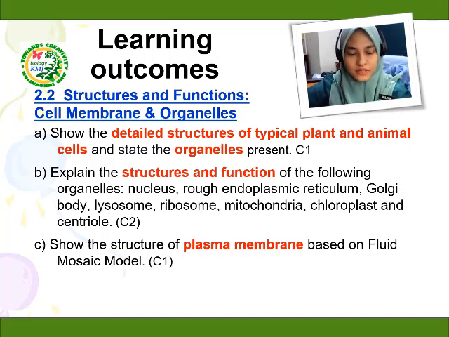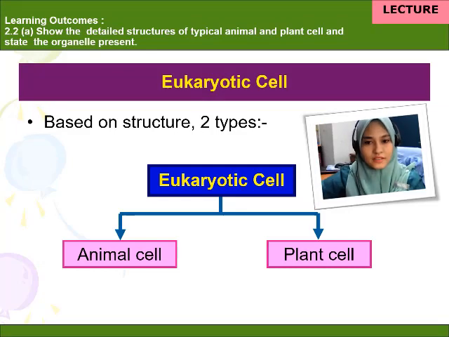The first one: I will show you the detailed structures of typical plant and animal cells, and also state the organelles that are present. The next learning outcome is to be able to explain the structures and functions of the organelles that are present in eukaryotic cells. There are two types of eukaryotic cells, which are animal cell and plant cell. These two types of cells are differentiated mainly based on their structures.